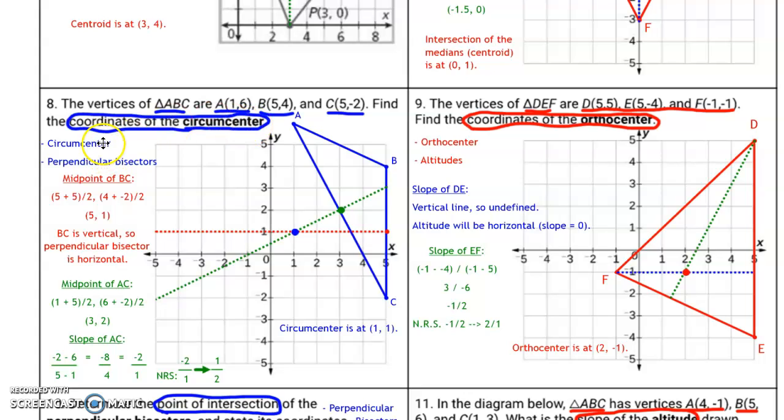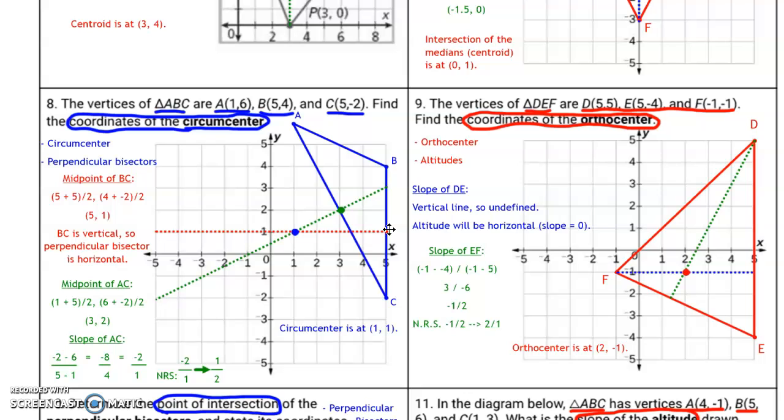Now, knowing that the circumcenter is the intersection of all the perpendicular bisectors, this is the peanut butter cookies from before, is important for this question. We need to find midpoints because a bisector intersects a side at its midpoint. So I find the midpoint of BC, which is 5, 1. That is 5, 1, which is here.